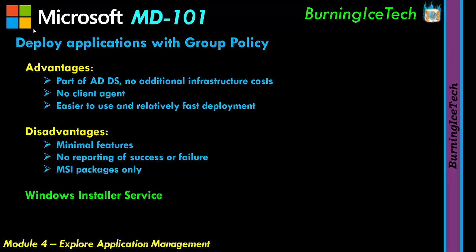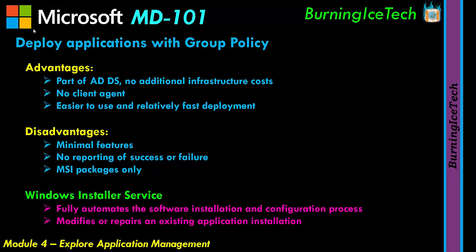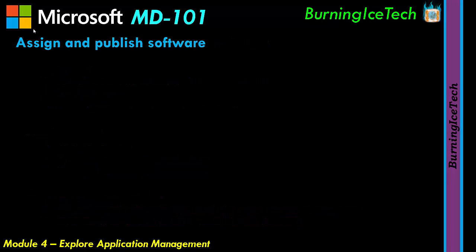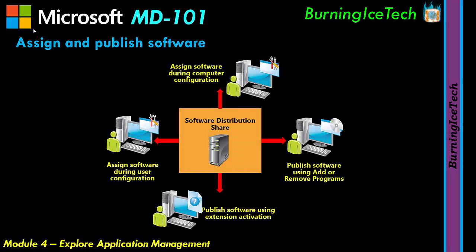Now, as for the Windows Installer service, which was briefly mentioned earlier, this fully automates the software installation and configuration process. And it modifies or repairs an existing application installation. Anyway, let's move on to the topic of assigning and publishing. Right, folks, the first thing I want to mention here is there are two deployment types that are available for delivering software to clients.